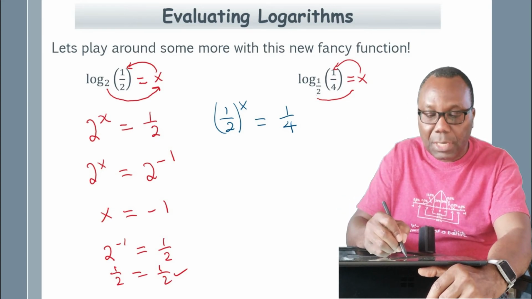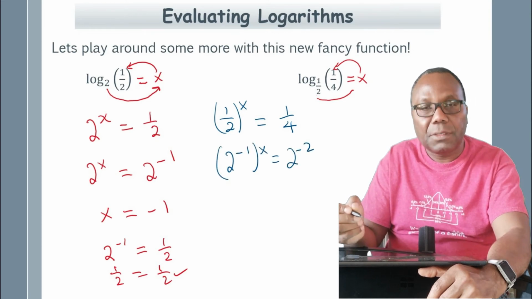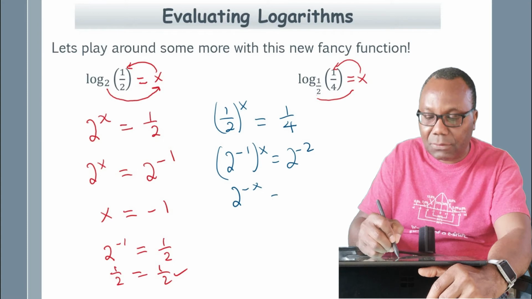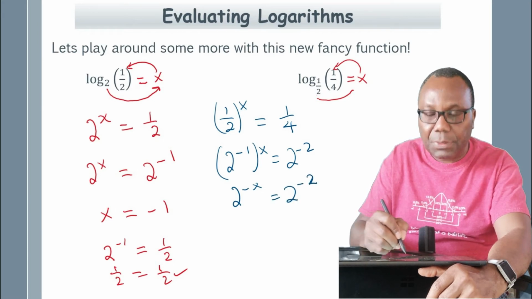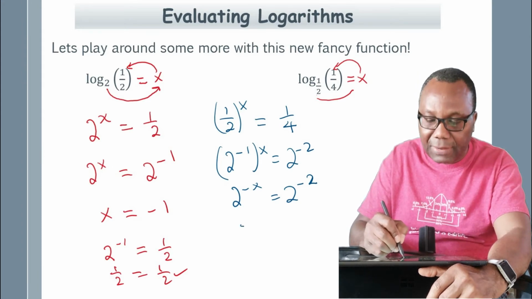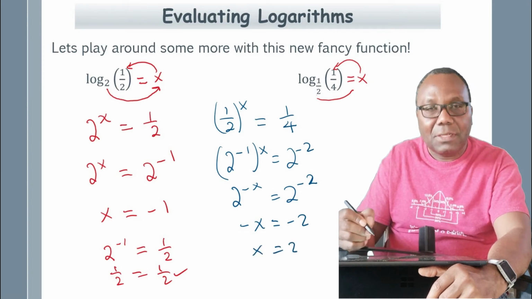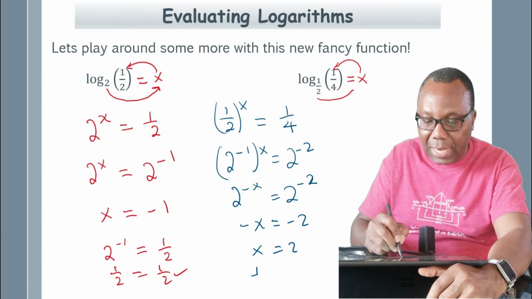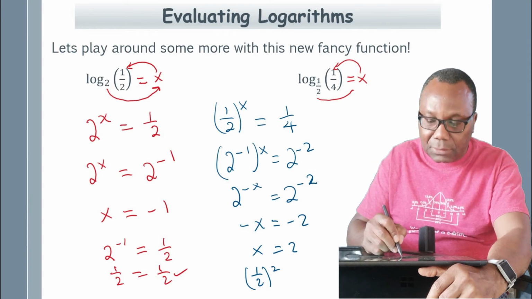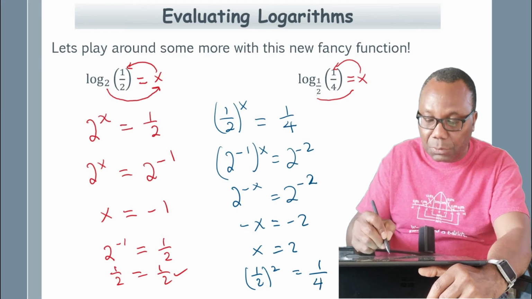So we just do 2 to the power of -1, to the power of x, equals 2 to the power of -2. That's what we learned before. So now we can make one base out of this: 2 to the power of -x equals 2 to the power of -2. Since the bases are the same, we just make the exponents equal. So -x equals -2, and then x equals 2. This can be tested. So 1/2 to the power of 2: if you apply the rule of exponents, 1 to the power of 2 is 1, and 2 to the power of 2 is 4, which is true.